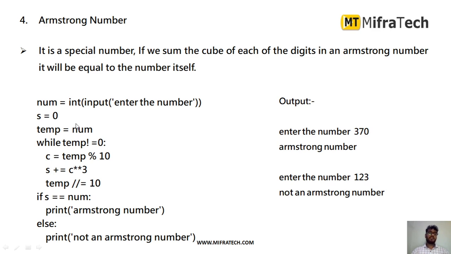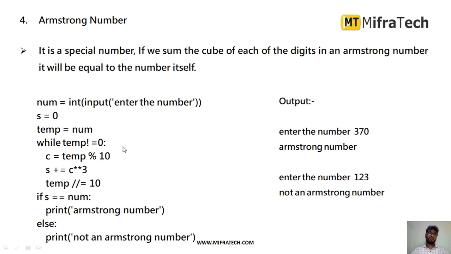First, initially we will take an input from the user, num is equal to int of input, enter the number. After the user enters the number, I have taken s is equal to 0 initially to calculate the sum. After the user enters the number, I am storing it in a temporary variable, because this will be used for later comparison. So that will be stored in temp. Next I am checking whether temp is not equal to 0, whether the user-entered input is 0 or not.